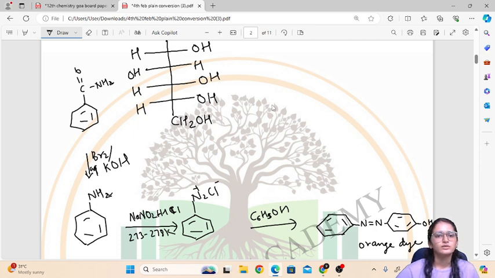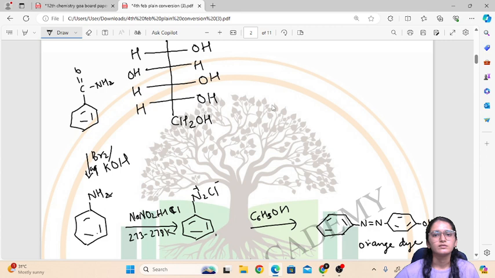So this amide, when we treat with bromine and aqueous KOH, we get aniline, and then aniline when treated with NaNO2 HCl, we get benzene diazonium chloride, and further treating it with phenol, we get an orange dye, which is called para-hydroxydiazobenzene.